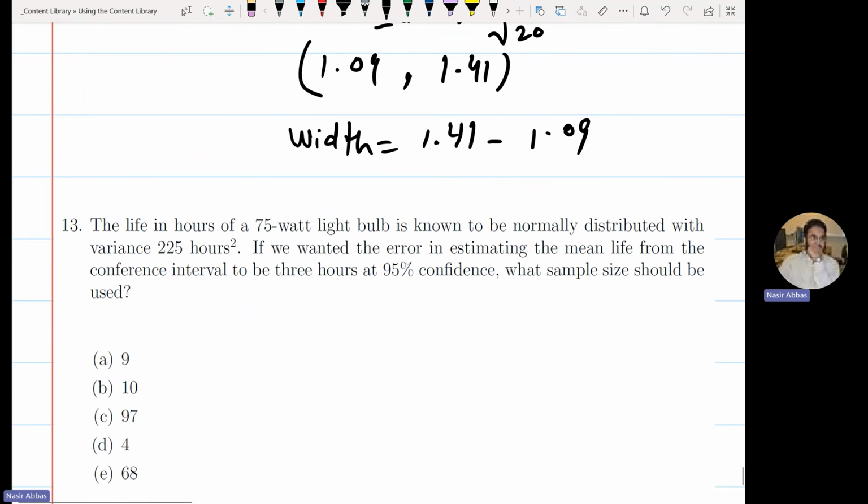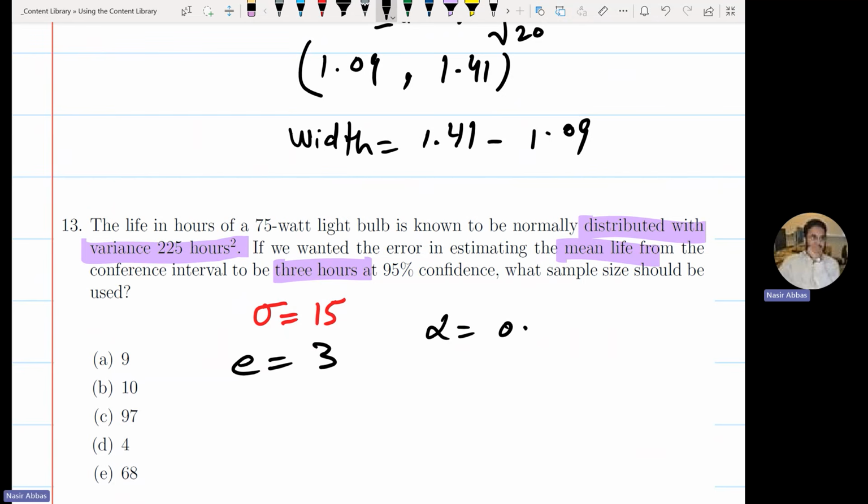Next question, quickly. The lifetime is normally distributed with a standard deviation of 15. Is this the sample standard deviation or the population standard deviation? Population. Sigma is 15. If we want the error in estimating mean life, this is a question about mu. If we want the error in mean life to be 3 hours, then E equals 3, alpha equals 0.05. What is the sample size?